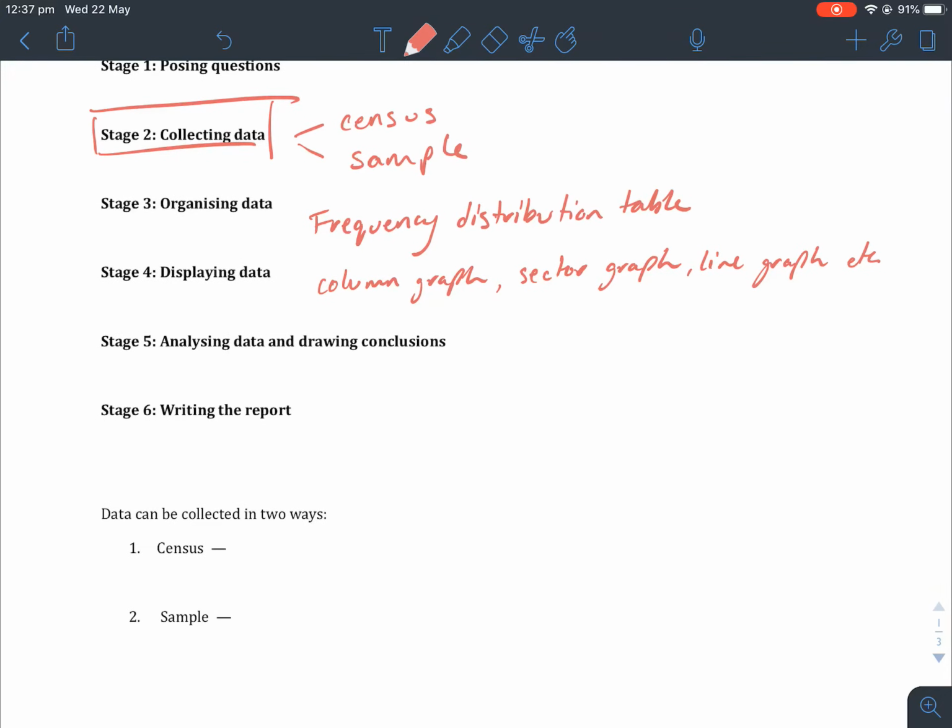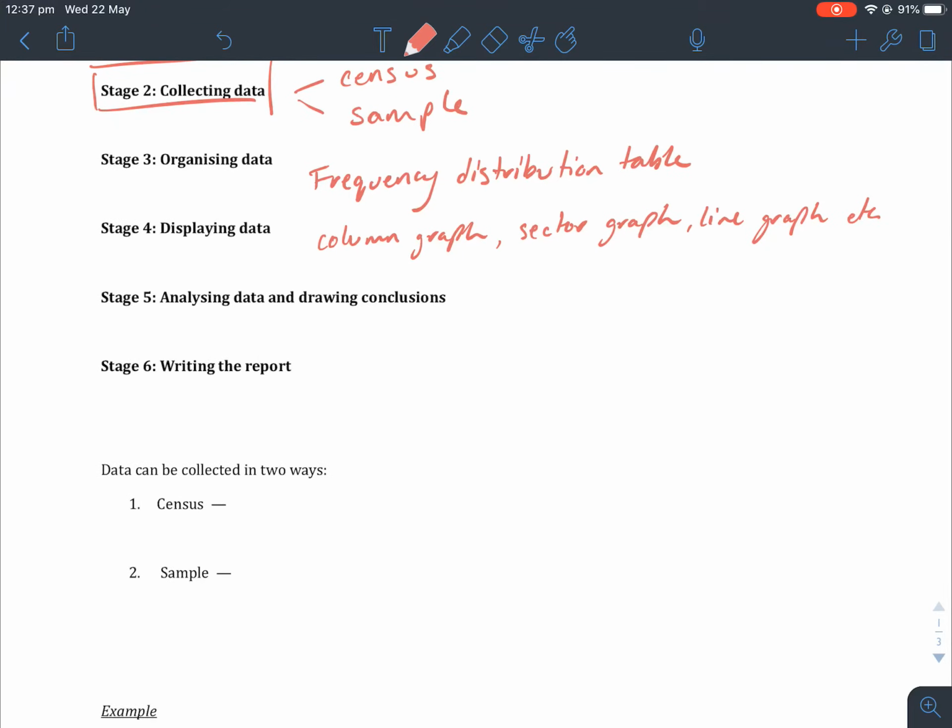So let's focus in on stage 2, collecting the data. Data can be collected in 2 ways, a census and a sample. Right, let's make some notes on census. What is a census? It's a survey of every person in a population. If you're wanting to collect data from Australians, a census would be collecting data from every single Australian. If you're wanting to collect data from one class, you would need to collect data from every single person in that class. Let's make a note of that.